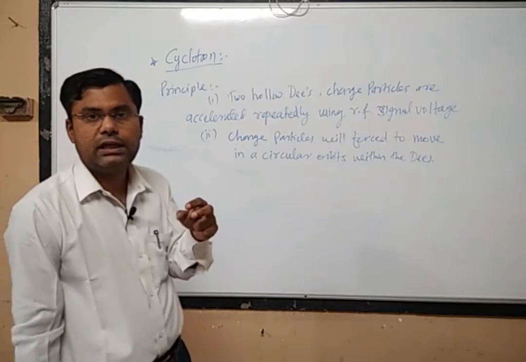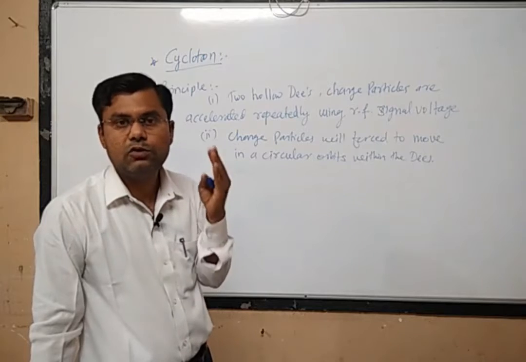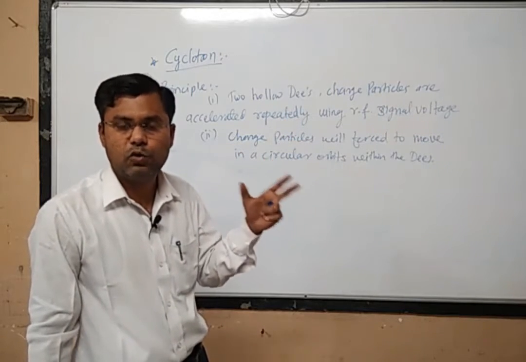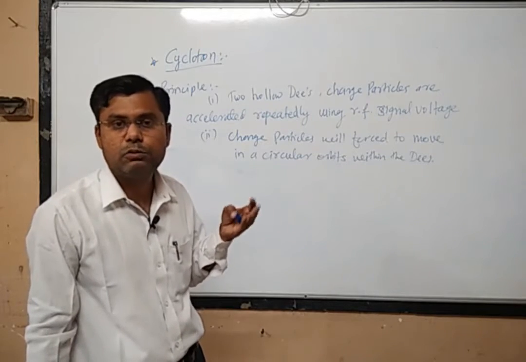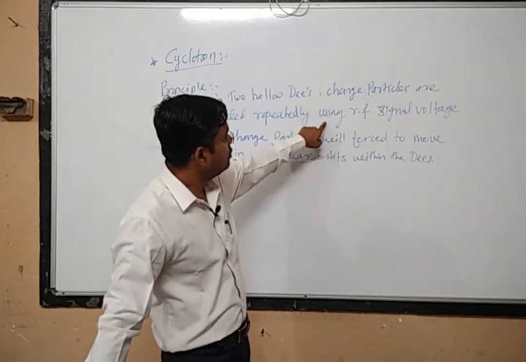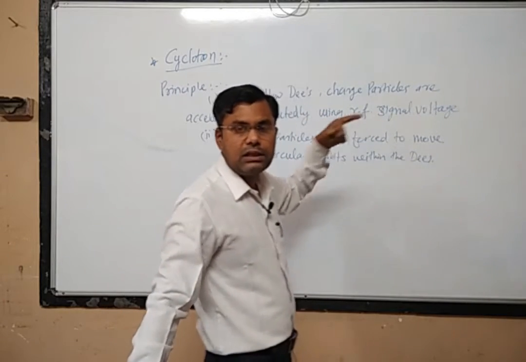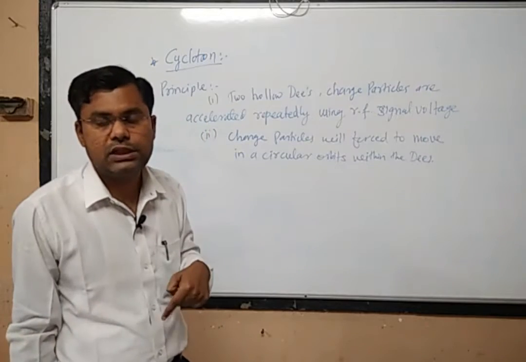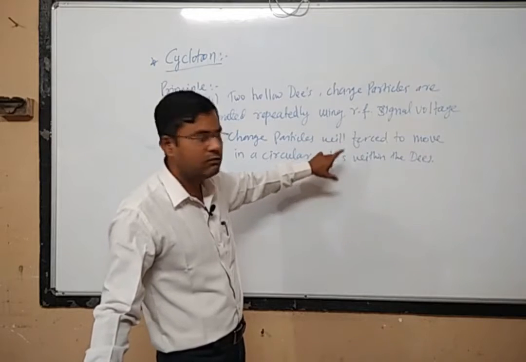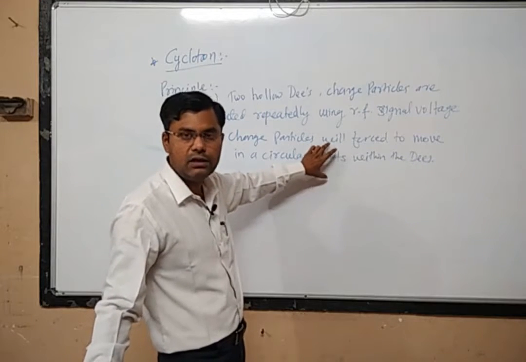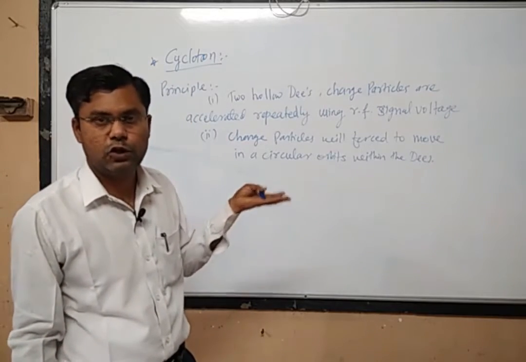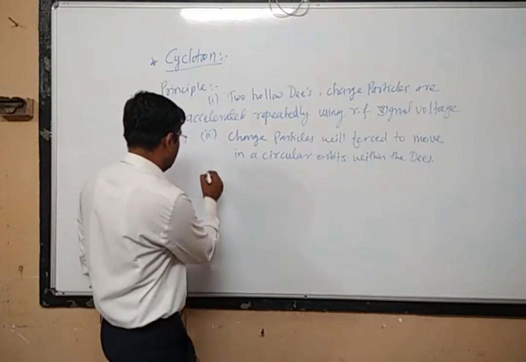In the case of a linear accelerator, the charged particle traveled along a straight line only, and therefore we required a large number of cylinders, arranged coaxially, with lengths of the order of some kilometers. But here we are accelerating the charged particle with the help of an RF signal generator, and this charged particle will not follow a straight line motion. It will follow a circular motion under an external magnetic field applied on these Ds.